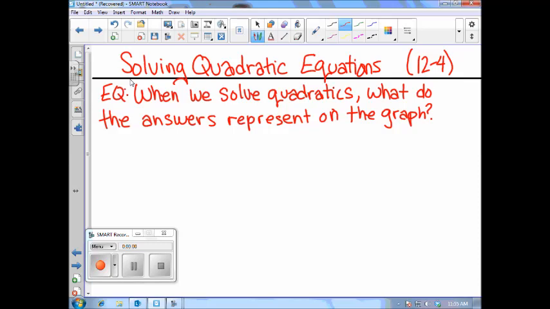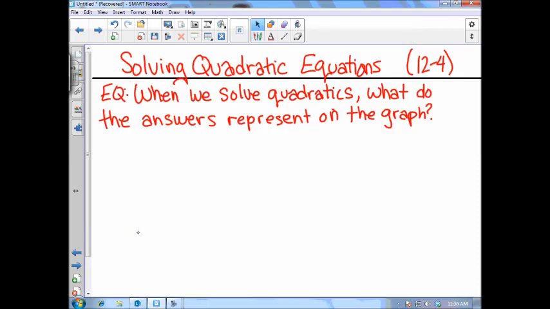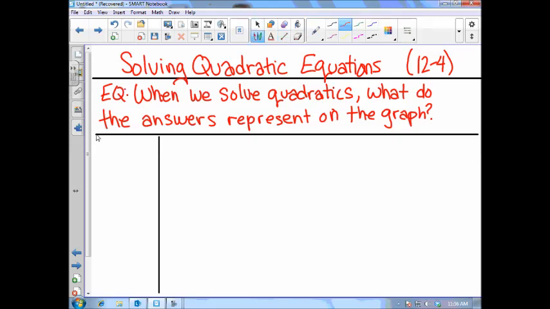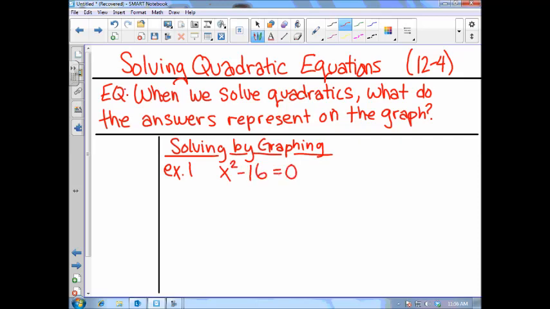Okay, we're going to go over 2 different ways that could be used to solve quadratics. The first way is solving by graphing. Okay, our first example today is x squared minus 16 equals 0.